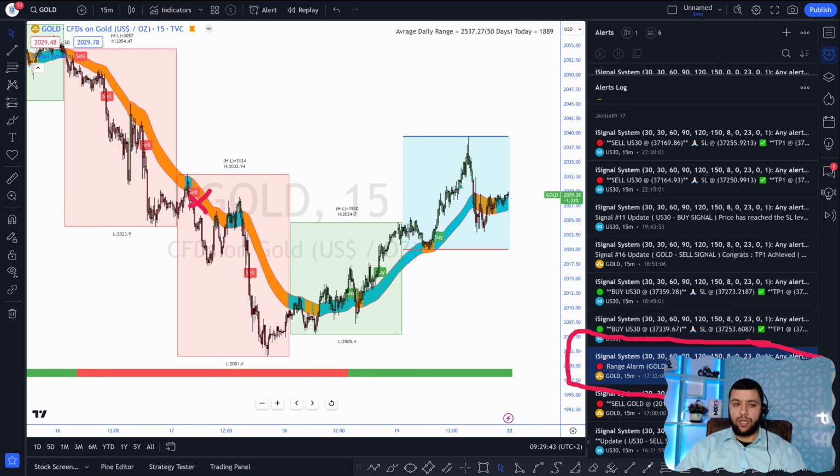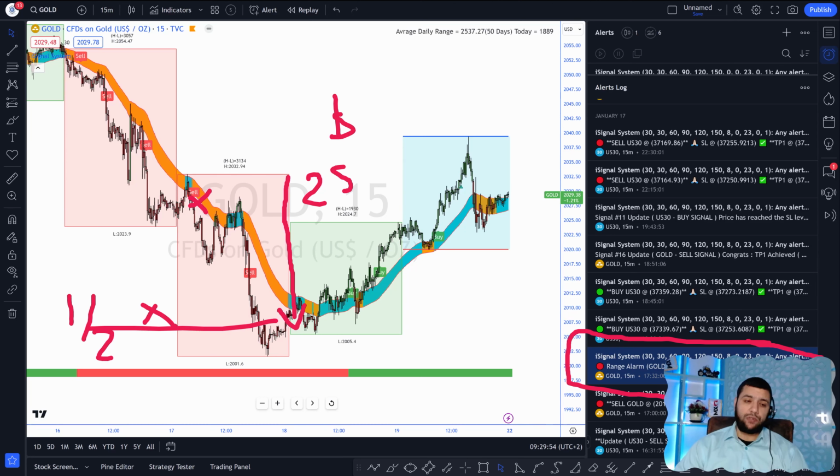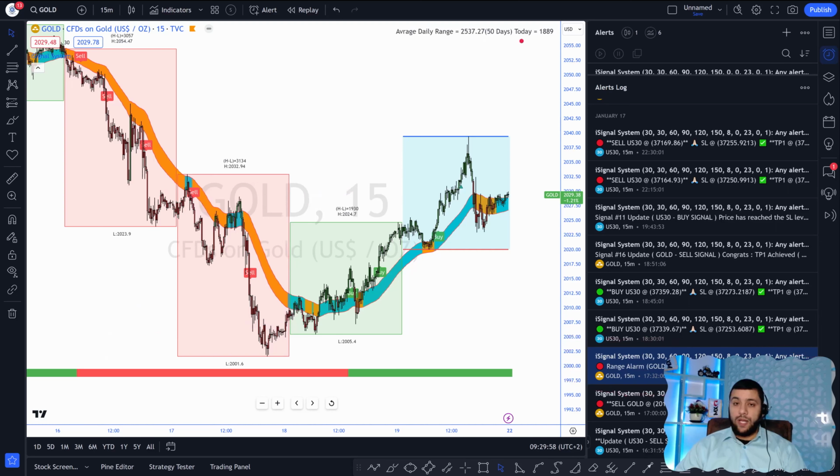So let's say you sold here, and for the average move, the gold dropped $25. So you need to close half of your position or 100% of your position here. Okay, this is clear. This number, the average daily move, changes for every asset. Okay, and this alert you get.